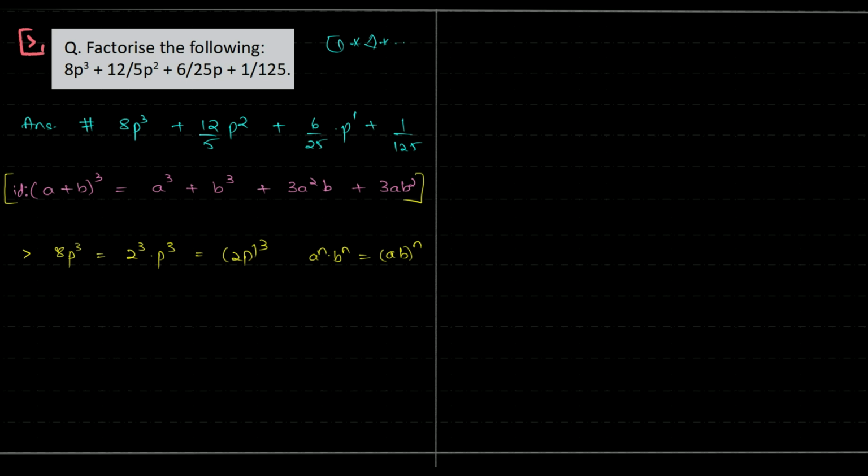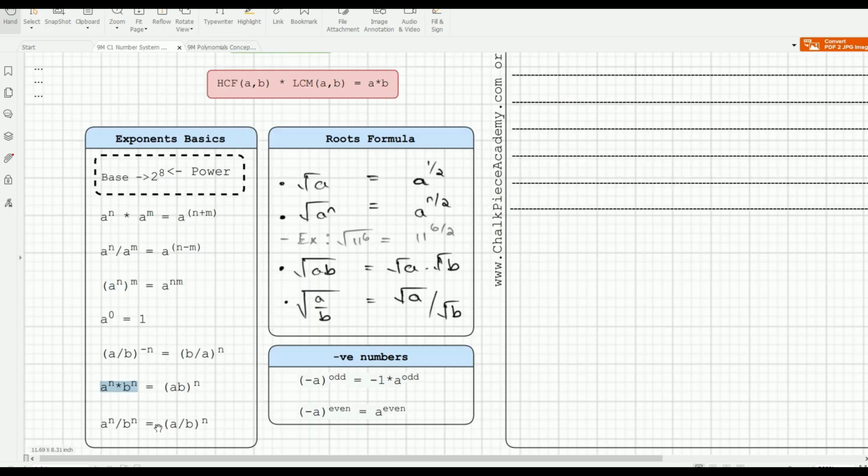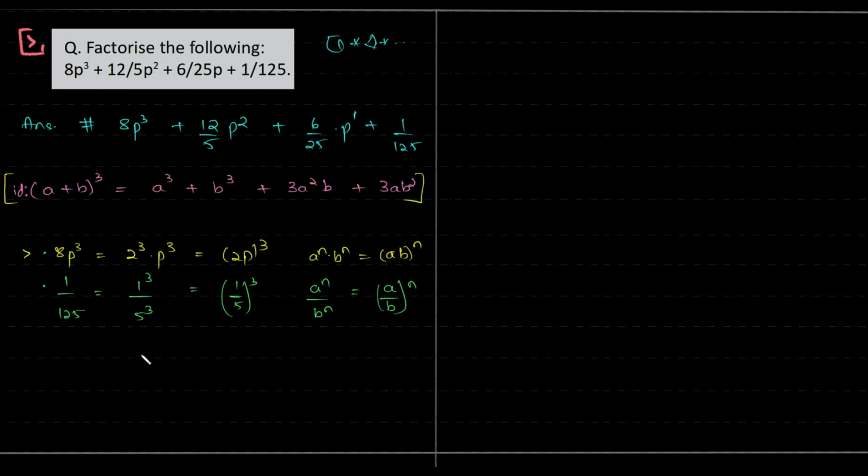How? Quite simple. 1 by 125 can be written as 1 cube by 5 cube. And this can be written as 1 by 5 the whole cube. So this is a to the power of n by b to the power of n, which is equal to a by b whole to the power of n. Right guys, so please get familiar with all of this. You have to. Now we are done with a cube and b cube.